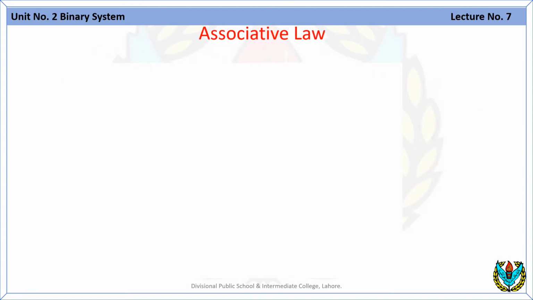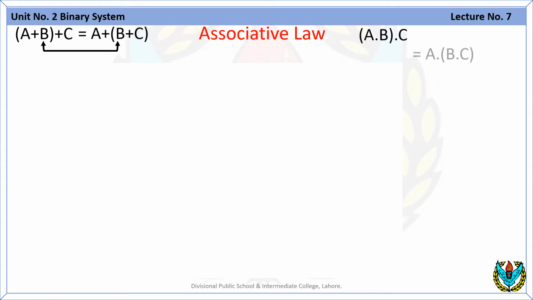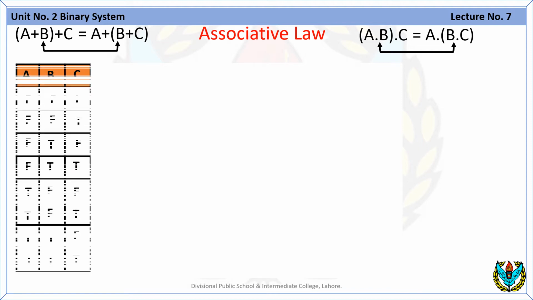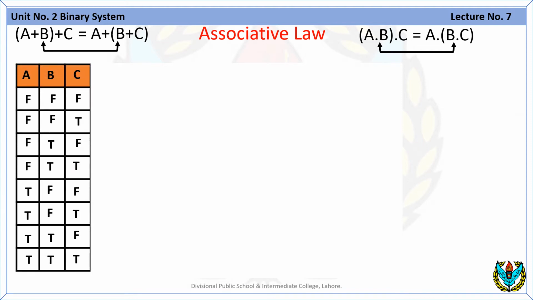Associative law. According to this law, there is no change in results if the grouping of the expression is changed. So the left hand side is equal to the right hand side. This law is the same in both cases, AND and OR operators. Let's prove this law with the help of a truth table. This law works for several variables, for example, A, B, and C.